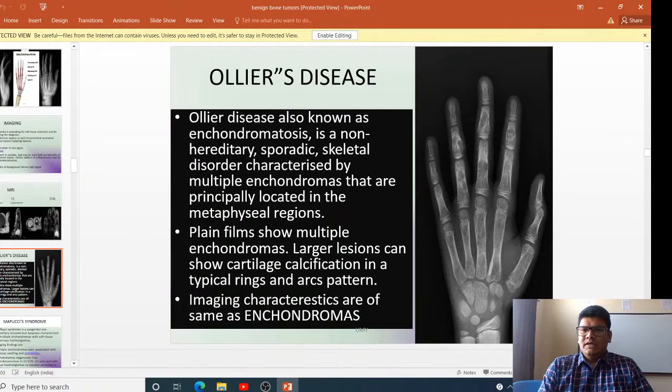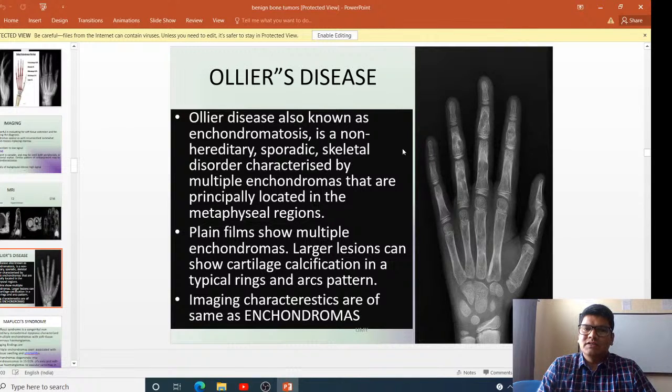So now you can see Ollier's disease. Ollier's disease is multiple enchondromas. Here you can see there are so many lytic lesions, lytic areas in the middle phalanx. This is the proximal phalanx, middle phalanx. So multiple enchondromas. Here also you can see in the metacarpal that there are so many lytic lesions causing some endosteal scalloping. So multiple enchondromas is called Ollier's disease.